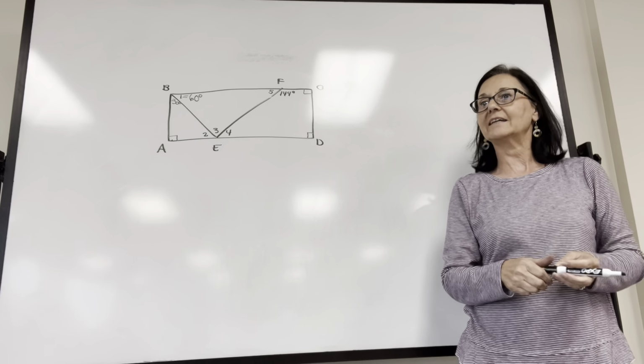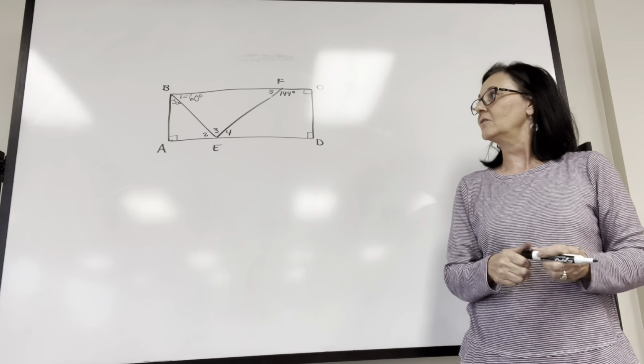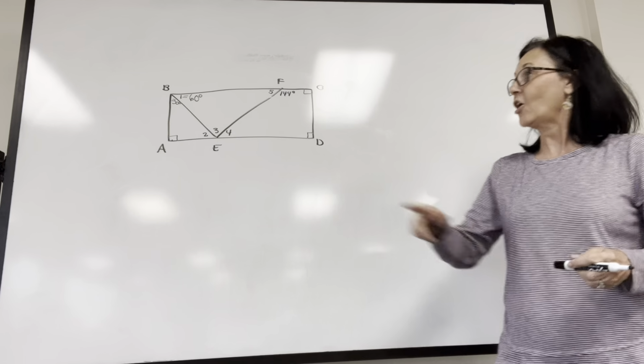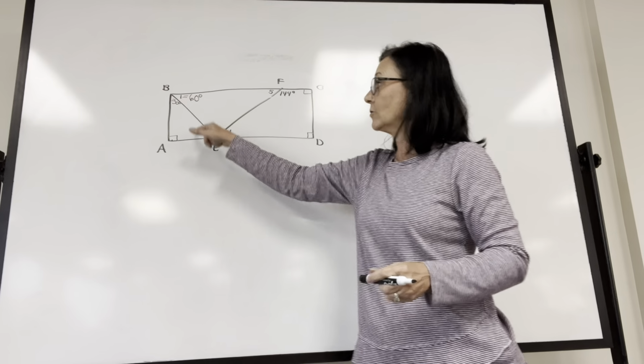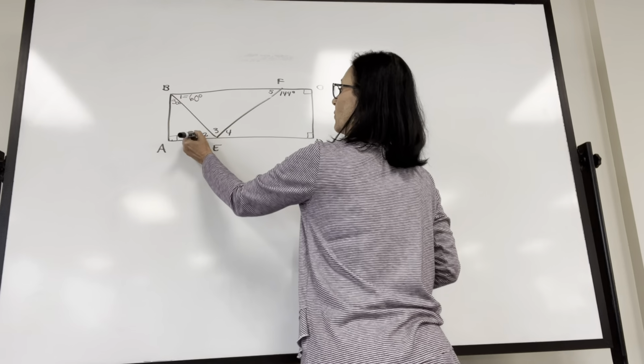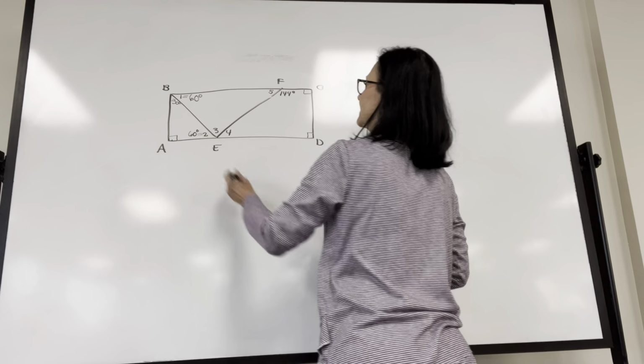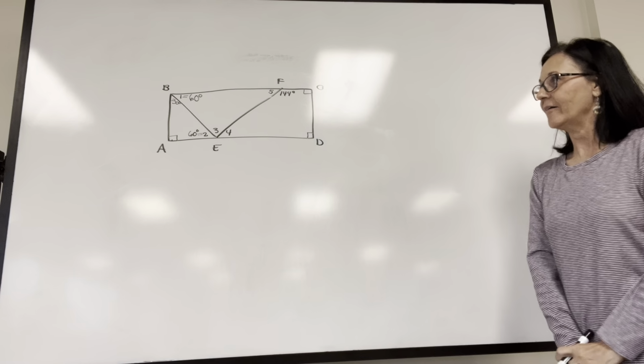How else? Yes, Ari? Because angle 1 equals 60. Yes, and it's alternate interior. These are parallel lines. So alternate interior. So we knew that this was 60 degrees. There we go. Okay?